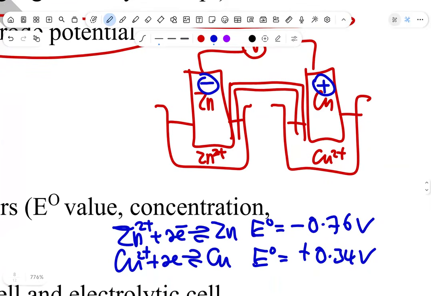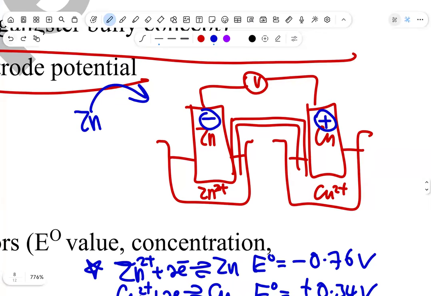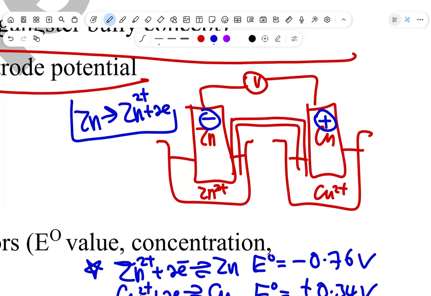So the more negative the E naught value, it means they love to donate electrons. The more positive means they love to receive. So who loves to donate electrons? Zinc. So zinc donates the electron to become zinc 2+, and the electron they throw away goes out from zinc, to the other side.